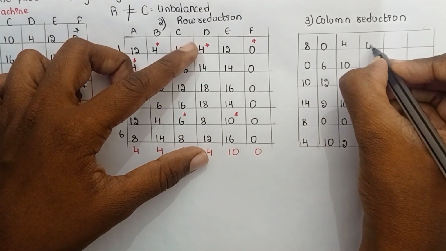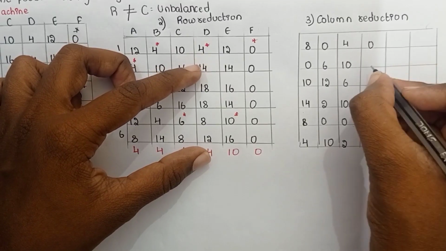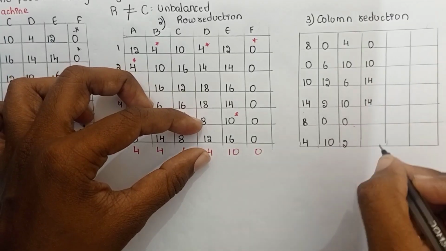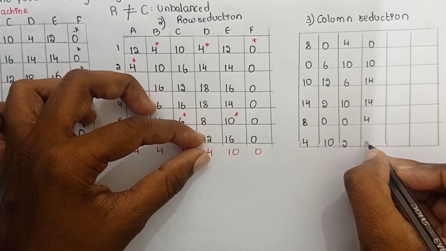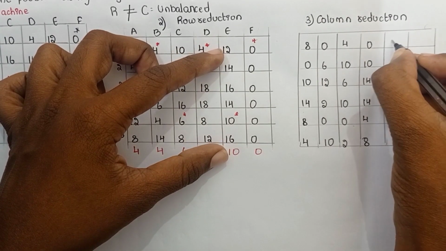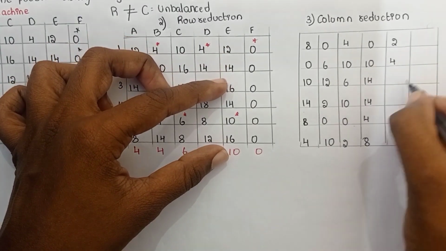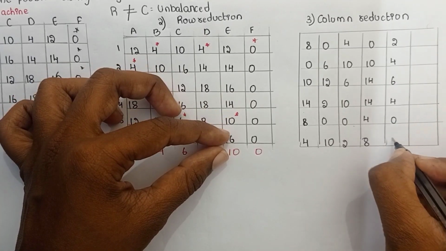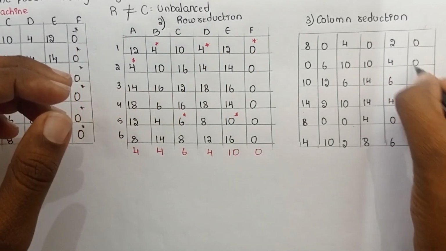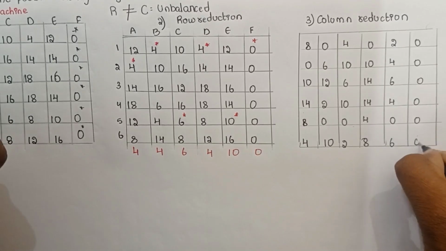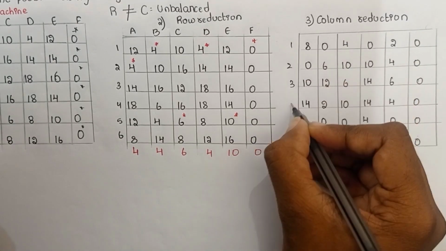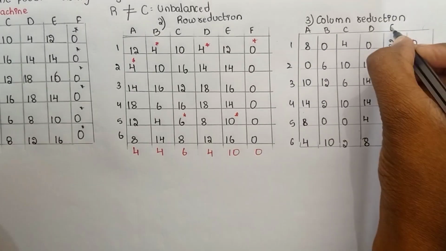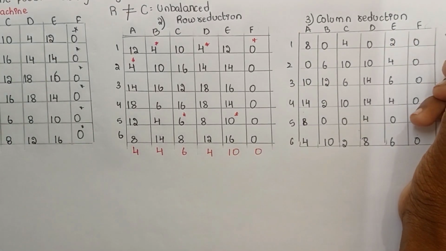Next, 4 minus 4 is 0, 14 minus 4 is 10, 18 minus 4 is 14, 18 minus 4 is 14, 8 minus 4 is 4, 12 minus 4 is 8. And 12 minus 10 is 2, 14 minus 10 is 4, 16 minus 10 is 6, 14 minus 10 is 4, 10 minus 10 is 0, 16 minus 10 is 6. So 0 minus 0 is 0, everything will be 0 here. So this is 1, 2, 3, 4, 5 and 6, A, B, C, D, E and F. Now we have done the column reduction.